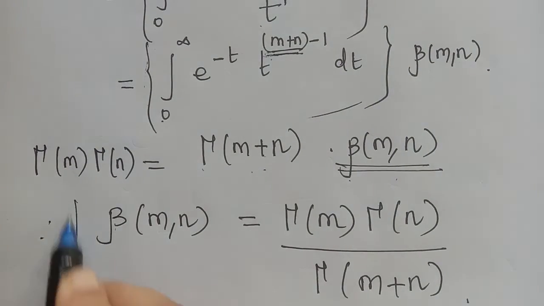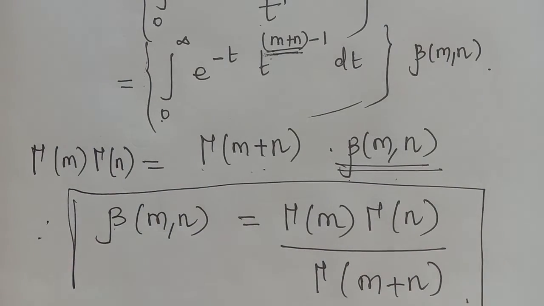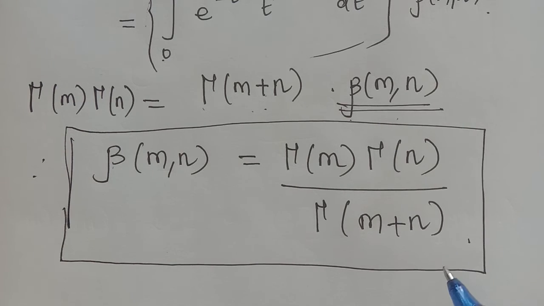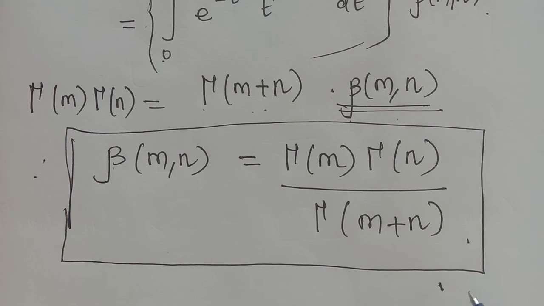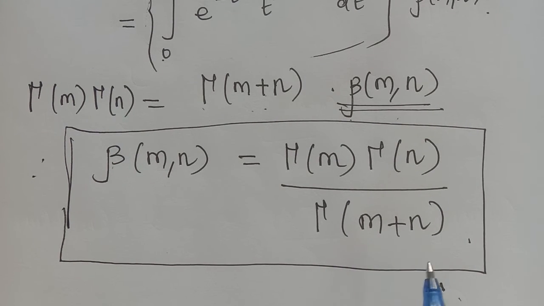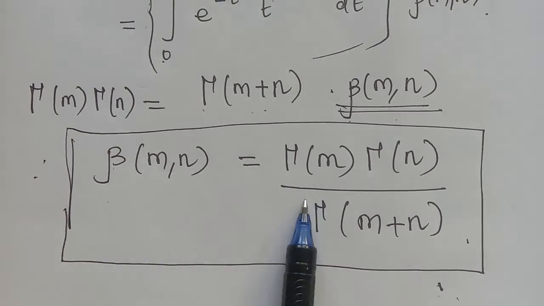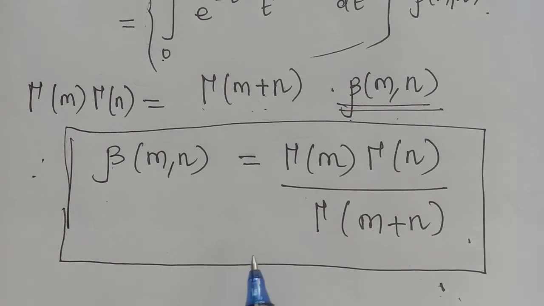So therefore we have proved the relationship between beta and gamma function. This relationship is a very significant relationship because we will be using this relationship while solving many of the problems under definite integrals. So because of that, this is a very significant relationship. Therefore, beta of m comma n is equal to gamma of m multiplied with gamma of n divided by gamma of m plus n. So hope you have understood the derivation of this relationship.